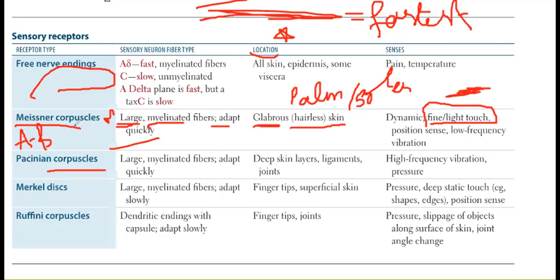So this is important to remember. You can write it in your book, okay? So we have this dynamic, means very fast, and dynamic fine light touch, and position sense also, and low frequency vibration. But this fine light touch is your main MCQ point that is asked, because we have another touch also now. So let's come to the Pacinian corpuscles.